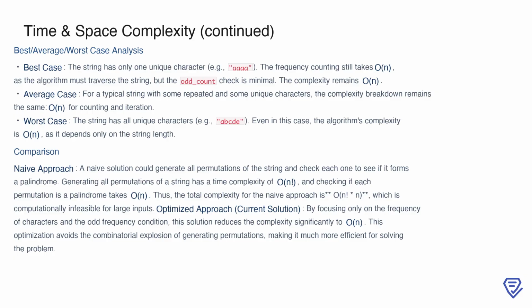To highlight the efficiency of this approach, let's compare it to a naive solution. A naive method might generate all permutations of the string and check each one for being a palindrome. This would involve O(n!) permutations, with each check requiring O(n) time, leading to an infeasible total complexity of O(n!·n). In contrast, our optimized approach bypasses this combinatorial explosion by focusing solely on character frequencies and the odd frequency condition, reducing the complexity to O(n).